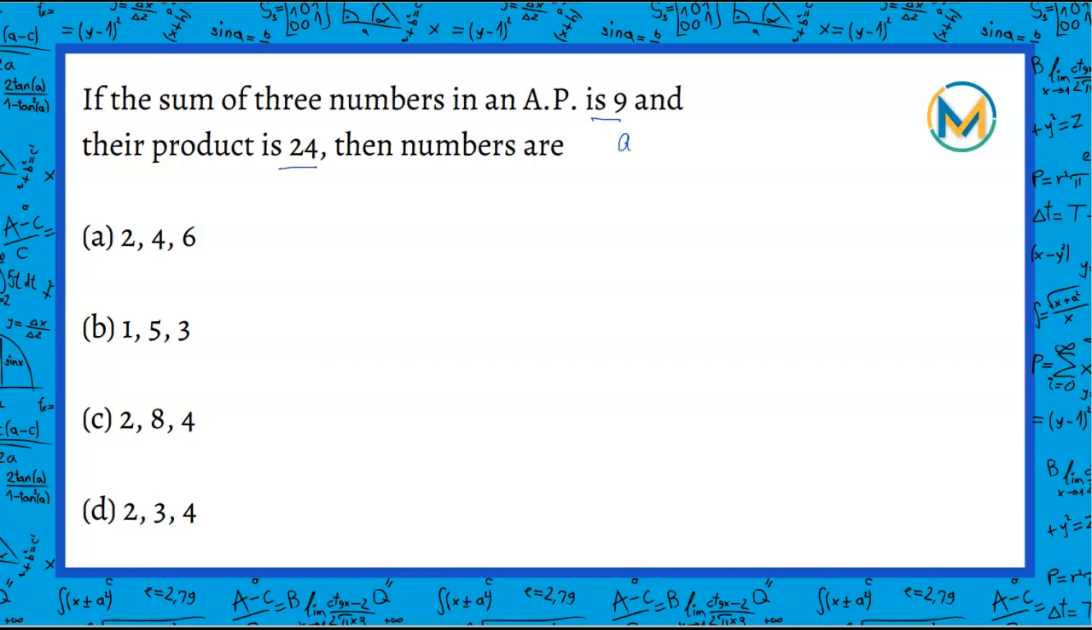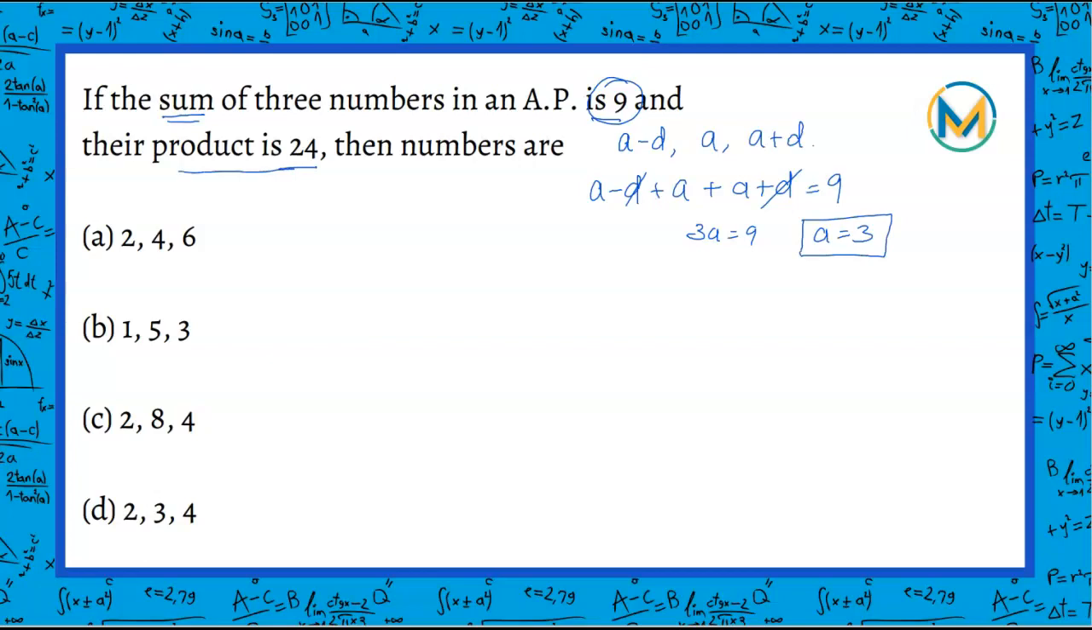So let us consider that the three numbers are A minus D, A and A plus D. As per the first condition, the sum is 9. So I get A minus D plus A plus D is equal to 9. This and this get cancelled. So we have 3A is equal to 9. So A is equal to 3.